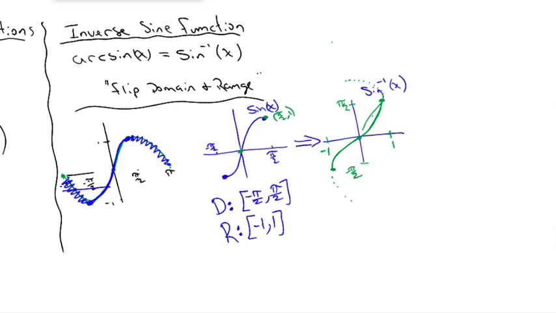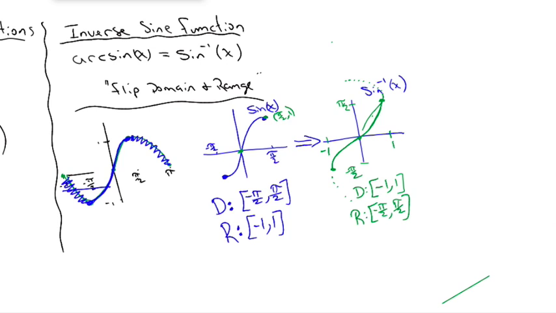Its domain is negative 1 to 1. Its range is negative pi over 2 to positive pi over 2. You always go small, large. Small, large. Great, except for, slight problem. The sine inverse doesn't work on everything, and it doesn't always give you the right answer.